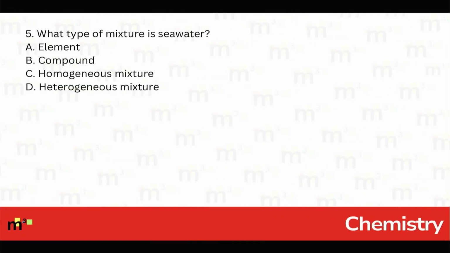Next, number 5. What type of mixture is seawater? A. Element, B. Compound, C. Homogeneous mixture, or D. Heterogeneous mixture? The answer here is C.